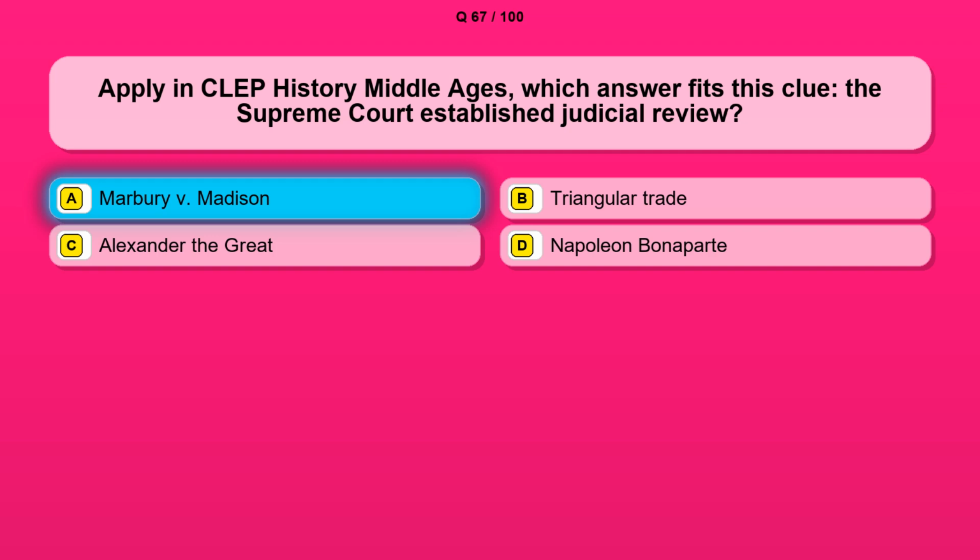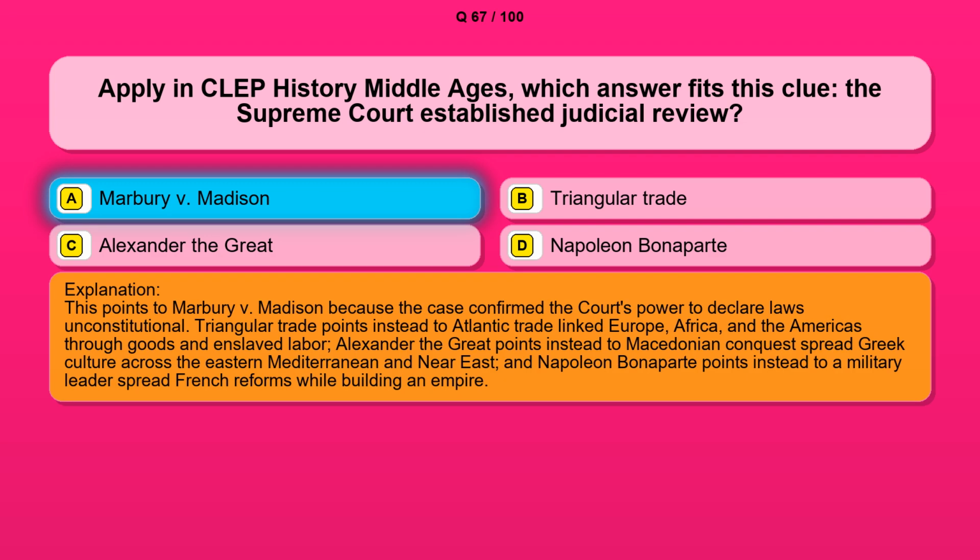The correct answer is option A, Marbury v. Madison. This points to Marbury v. Madison because the case confirmed the court's power to declare laws unconstitutional. Triangular trade points instead to Atlantic trade linked Europe, Africa, and the Americas through goods and enslaved labor. Alexander the Great points instead to Macedonian conquest spread Greek culture across the eastern Mediterranean and Near East, and Napoleon Bonaparte points instead to a military leader spread French reforms while building an empire.